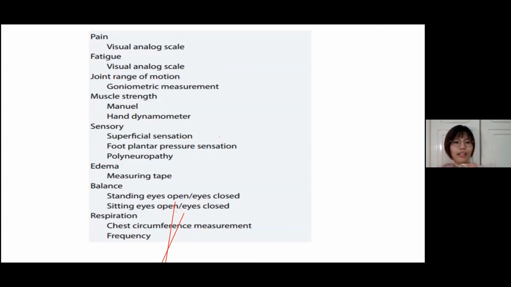Okay, this is the summary that I already mentioned just now. Pain: visual analog scale. Fatigue: we can also use the visual analog scale. Range of motion: we should use a goniometer. Muscle strength: manual hand dynamometer. Sensory: you can test sensation if the patient has neuropathy. Edema: measuring tape. Balance test should be done if the patient has very poor balance, or if you want to know more about their balance: standing eyes open, eyes closed, sitting eyes open and eyes closed. And respiration: we need to measure whether they are short of breath or not.